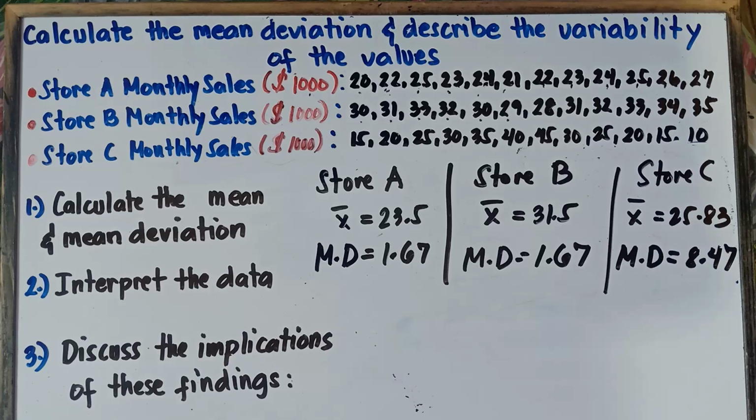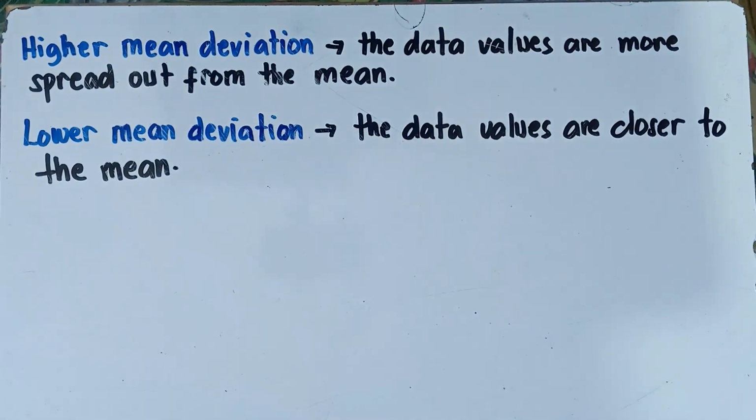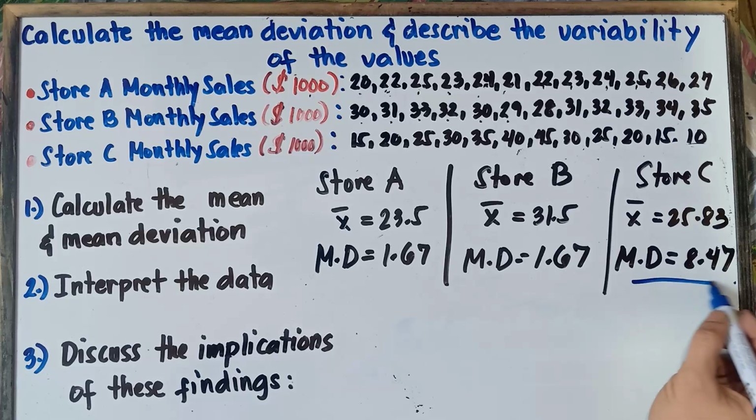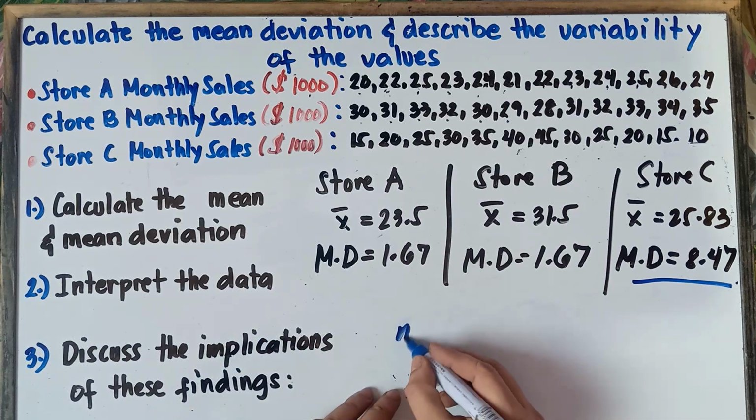Once again, class, you need to remember this. If you have higher mean deviation, the data values are more spread out from the mean. If you have lower mean deviation, the data values are closer to the mean. Let me explain this. For store C, we have higher mean deviation. Therefore, the data values are spread out from the mean. Now, once again, mean is the average.